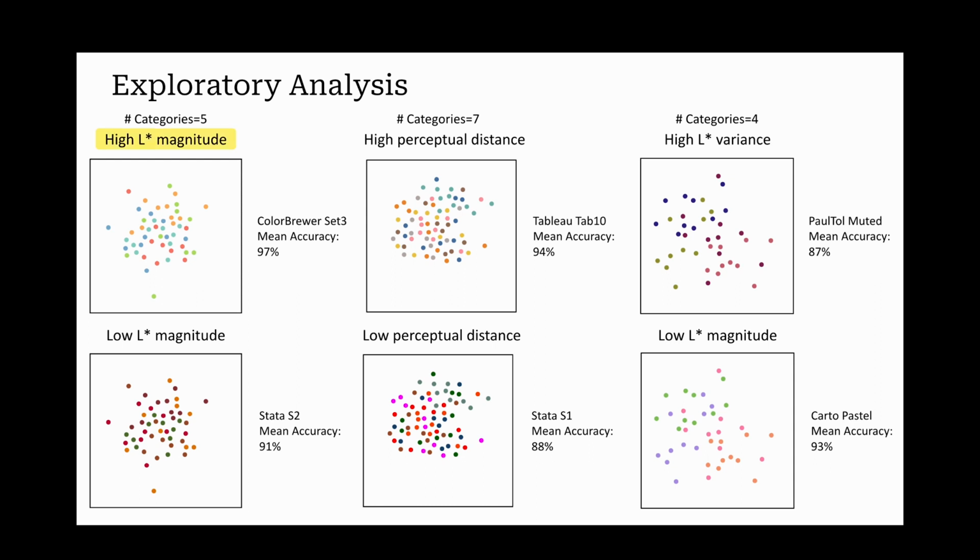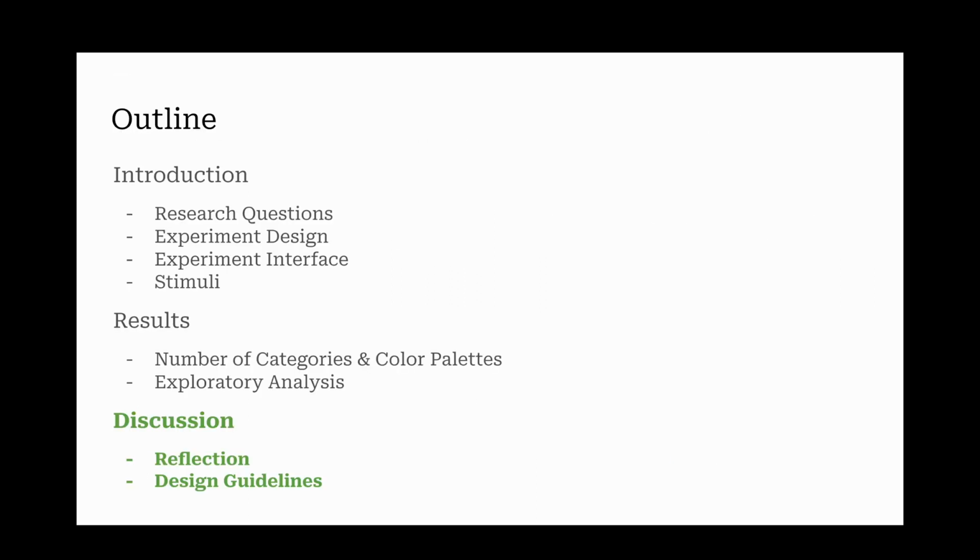We found that larger L magnitude, which is lighter colors, and larger perceptual distance both led to better judgment accuracy, whereas palettes with less lightness variance had better performance.